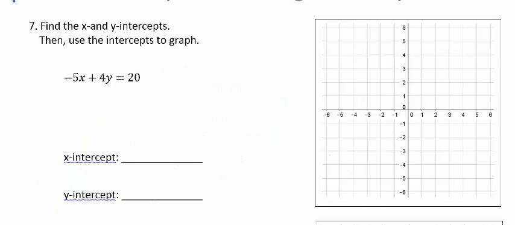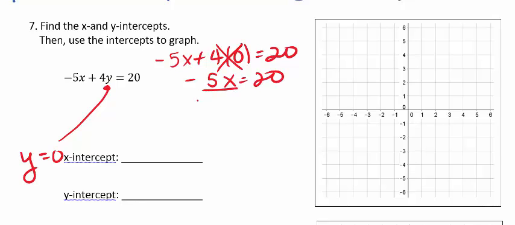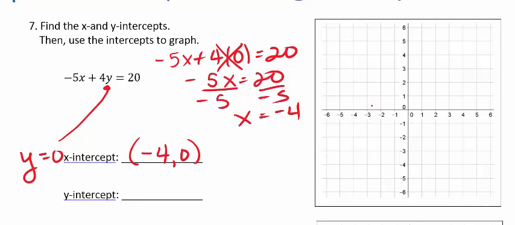In number 7, we're going to do the same thing to find the x-intercept. We're going to plug in y is equal to 0 right here into the equation, and we're going to get negative 5x plus 4 times 0 is equal to 20. 4 times 0 is 0, so we get negative 5x is equal to 20. Divide both sides by negative 5, and x is going to be negative 4. So our ordered pair is going to be negative 4, 0. And when we plot that on the x-axis, we can see our x-intercept is negative 4, 0.